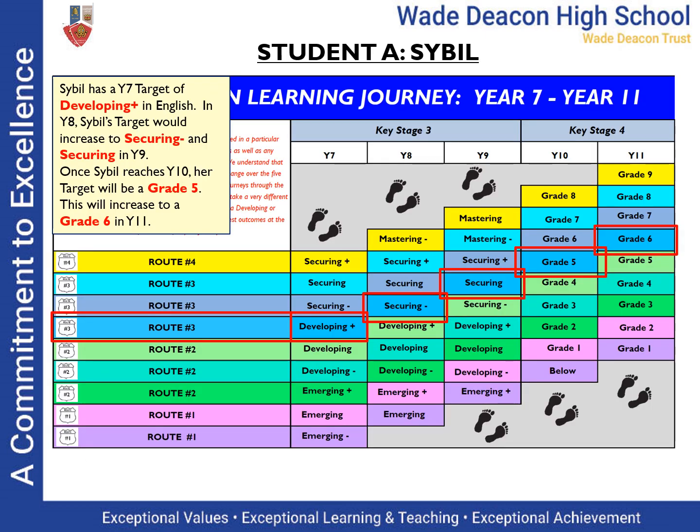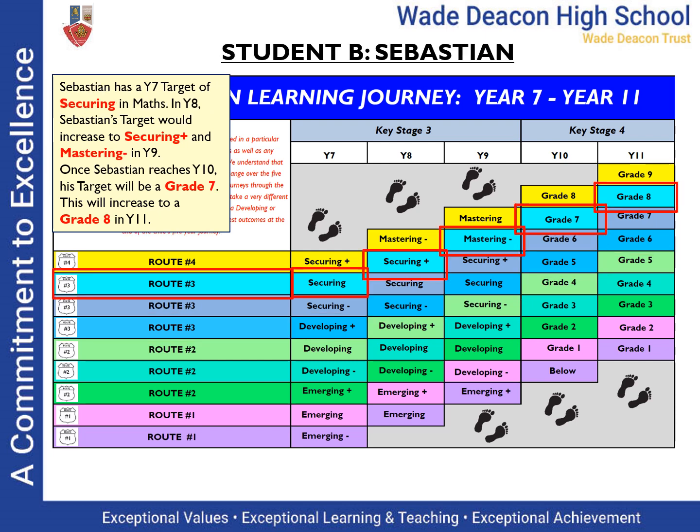Let's look at some examples. Student A, Sybil, has a Year 7 target of developing plus in English. In Year 8, Sybil's target would increase to securing minus and securing in Year 9. Once Sybil reaches Year 10, her target will be a grade 5, and this will increase to a grade 6 in Year 11.